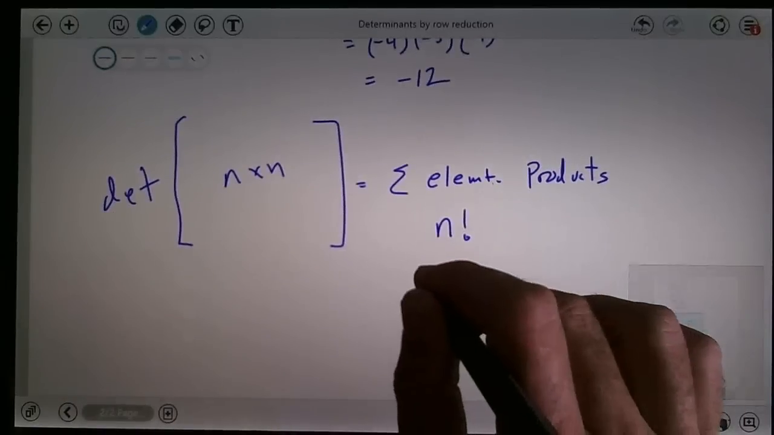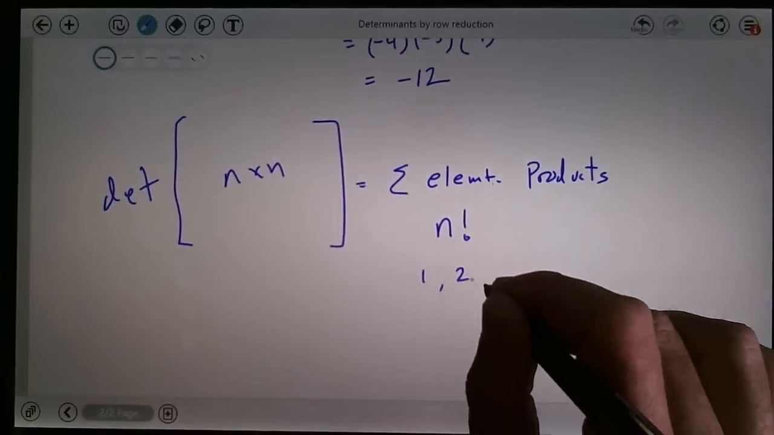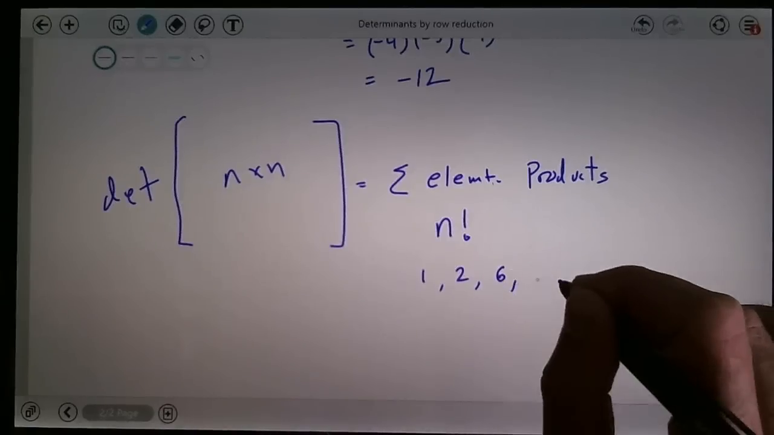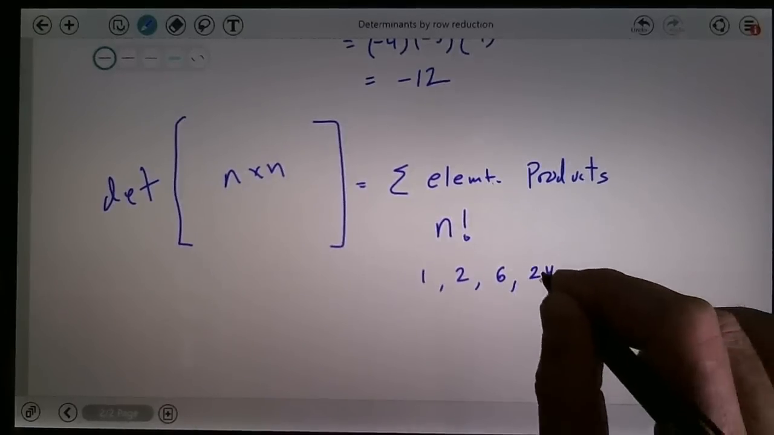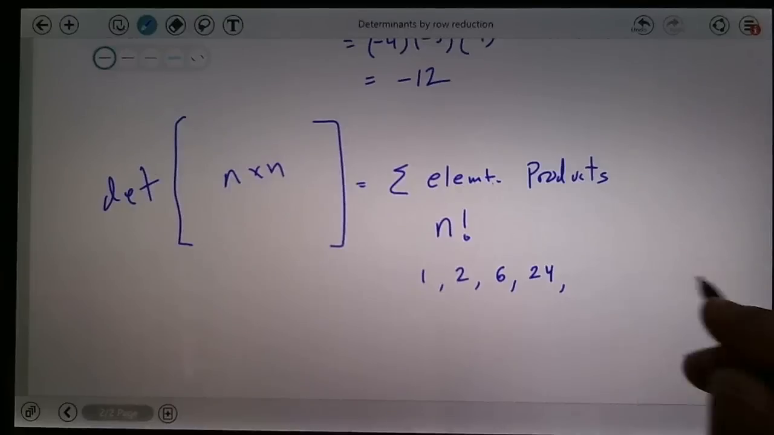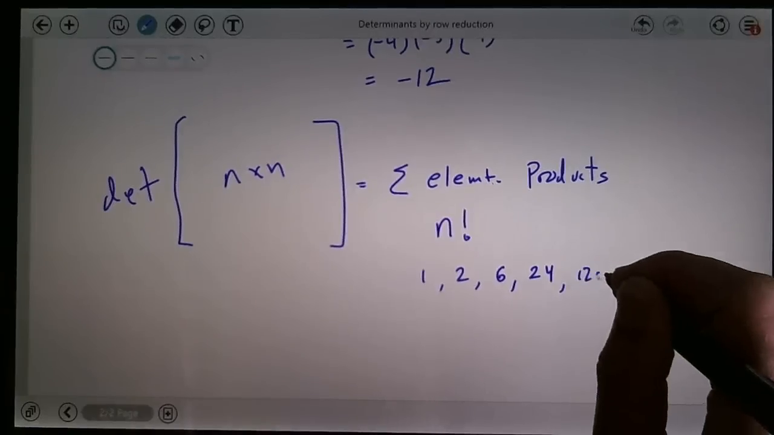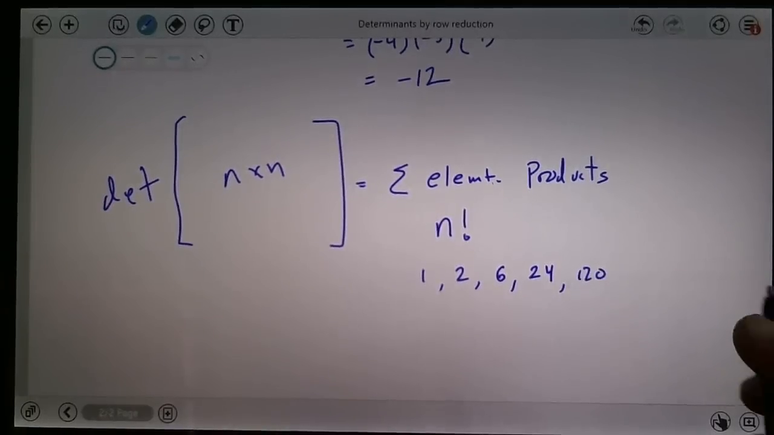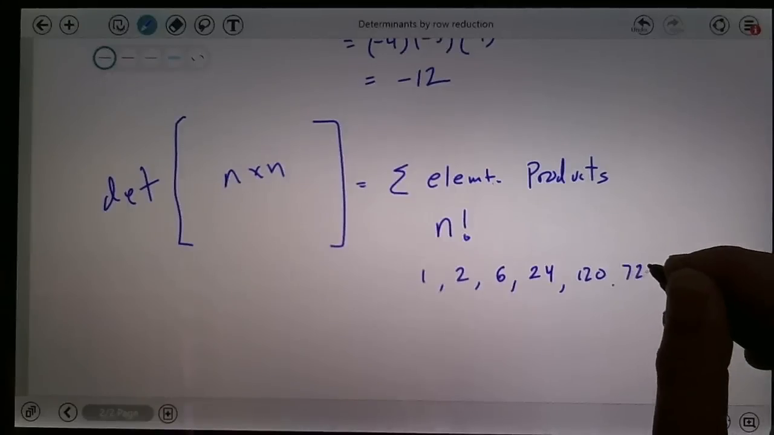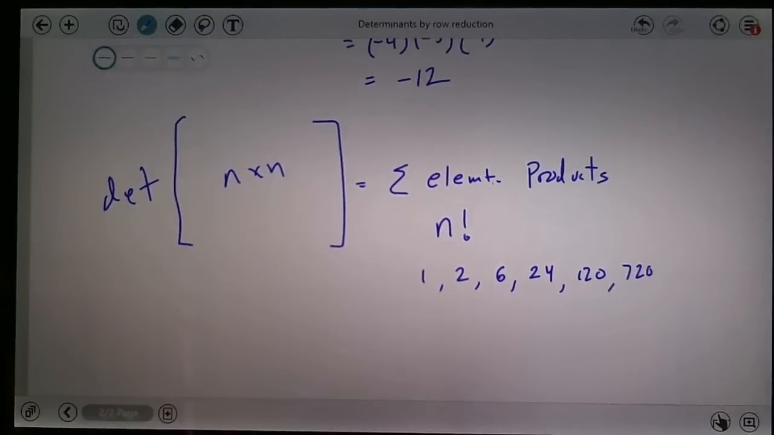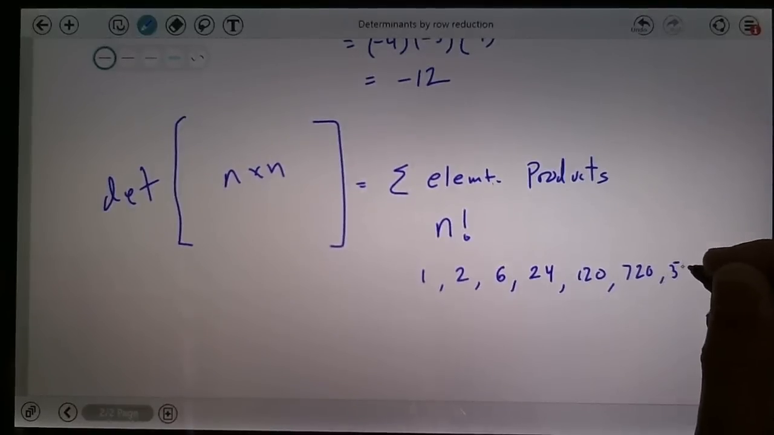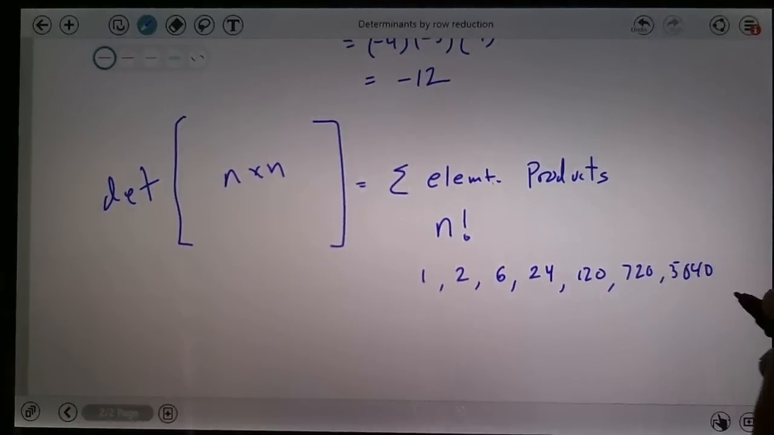I mean, 1 factorial is 1, 2 factorial is 2, 3 factorial is 6, 4 factorial is 24, 24 times 5. All of a sudden I'm feeling like turning my calculator on. 24 times 5 is 120. Then multiply that by 6 for 6 factorial is 720. And times 7 is 5,040. This grows very, very quickly.